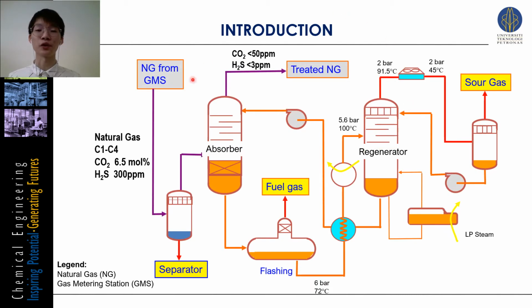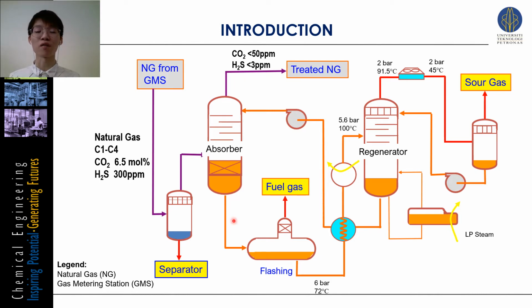So this is the flow diagram of the AGRU. Firstly, we have the natural gas coming from the upstream, and it's going to be fed inside this absorber. What's happening inside this absorber is that under high pressure and low temperature, with the help of the solvent with a composition of 50 weight percent DIPA, diisopropanolamine, 25% water, and 25% sulfolane, it's going to treat this natural gas by removing the CO2 and also the H2S. So this treated gas will have CO2 of less than 50 ppm and H2S of less than 3 ppm.